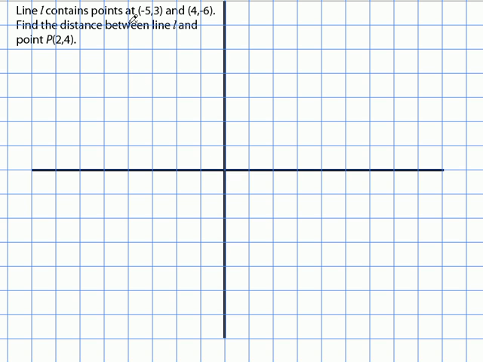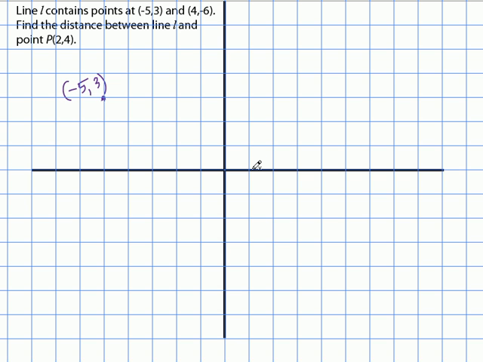This says line L contains the points (-5, 3) and (4, -6). So let's plot those. (-5, 3). 1, 2, 3, 4, 5. 1, 2, 3. Right there. And let's write that in there. That's -5. Oops, that's too skinny. Let's make this a little thicker. Okay, so it's (-5, 3). That's this point right there.